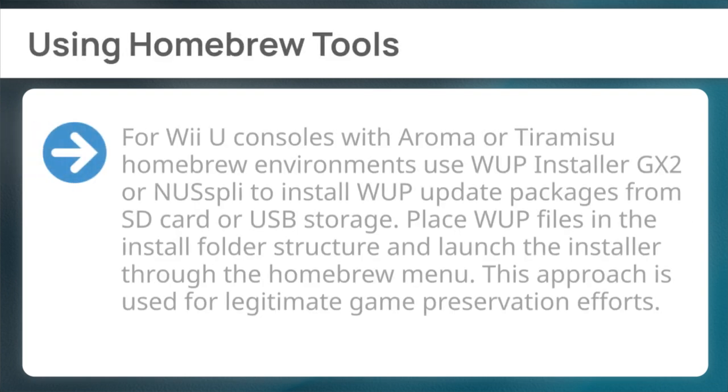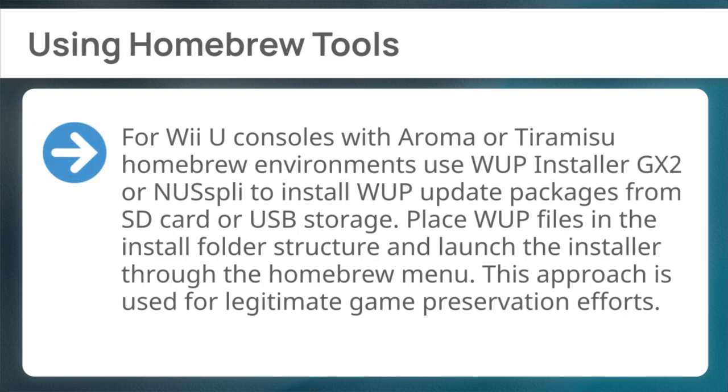Next, using homebrew tools. For Wii U consoles with Aroma or Tiramisu, homebrew environments use WUP Installer GX2 or NUS-Supply to install WUP update packages from SD card or USB storage. Place WUP files in the install folder structure and launch the installer through the Homebrew menu. This approach is used for legitimate game preservation efforts.